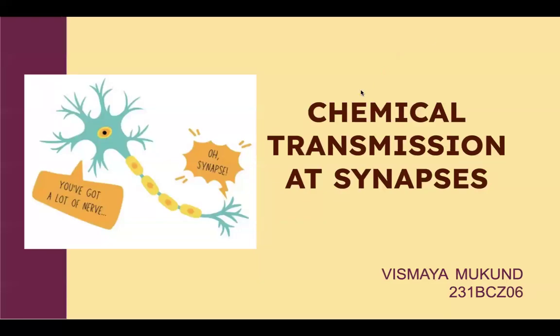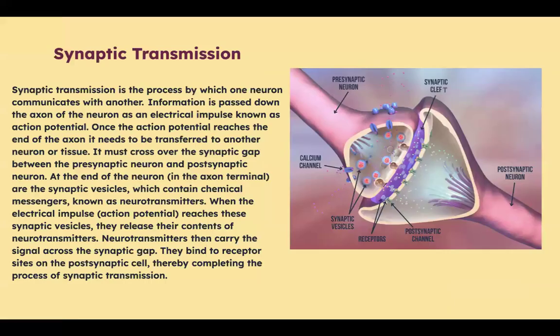In this video, we will be learning about chemical transmission at synapses. Most communication between neurons occurs at a specialized structure called a synapse. A synapse is an area where two neurons come close enough to one another that they are able to pass chemical signals from one cell to another.